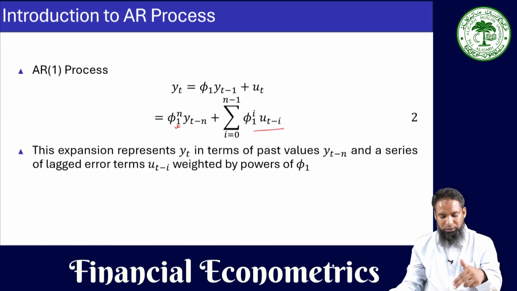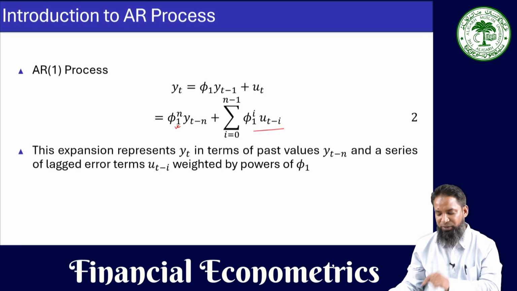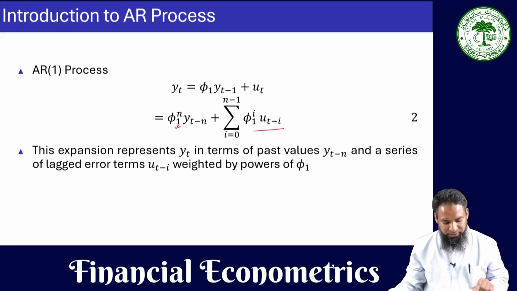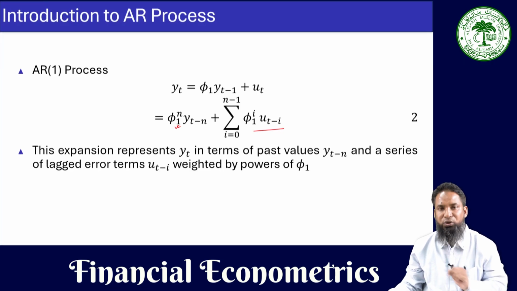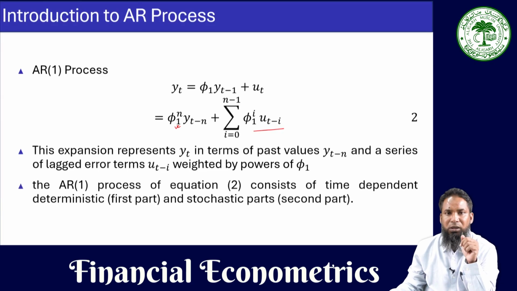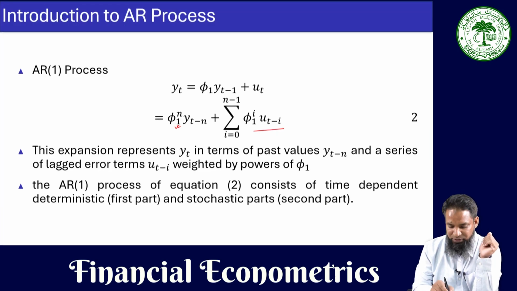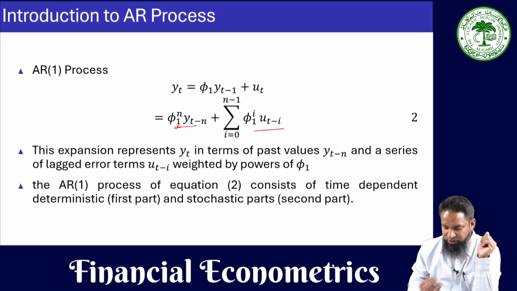We can observe from this equation that this expansion represents yt in terms of the past value, that is yt minus n, and a series of lagged error terms, that is ut minus i, weighted by the powers of phi 1. So in fact, equation 2 consists of a time-dependent deterministic part, which is the first part, and a stochastic part, the second part.